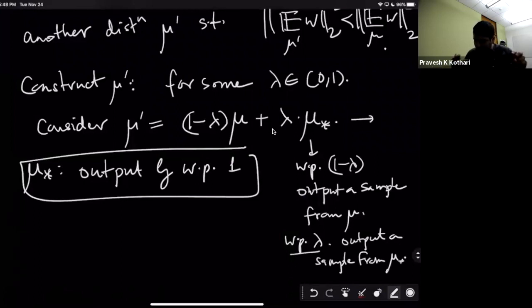I'm mixing mu with mu star, and this is a legit thing to do because mu star is definitely a solution. Mu star is definitely a distribution that satisfies all the properties I want. It is supported on an alpha n size set. It is supported on a set that is soluble, right? So mu star certainly is a feasible distribution for the optimization problem. Because mu star is feasible and mu is feasible, this mixture of them is also feasible. It's also supported on soluble sets of size alpha n. So mu prime is a legit distribution to consider for all possible values of lambda.